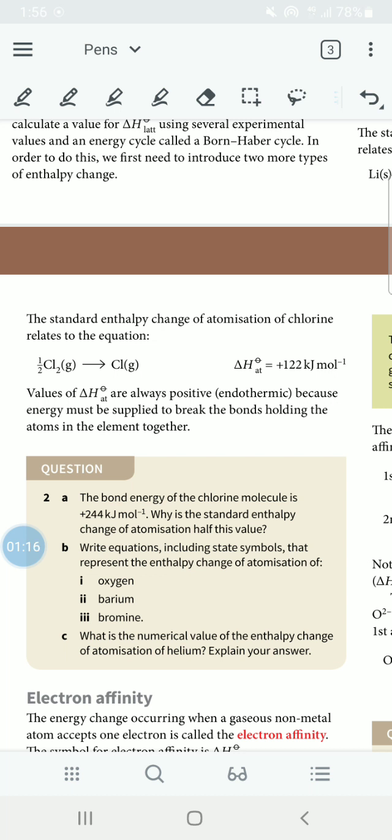Another important thing that you need to understand here: values of delta H AT are always positive, meaning always endothermic. Like lattice energy is always exothermic, here delta H atomization values are always positive and endothermic, because energy must be supplied to break the bonds, right? So there are different kinds of bonds that exist between these atoms. To break them, you need to provide energy. Right, please pause the video and go to question number 2. Do it and come back. I will be discussing the answers in this video itself.